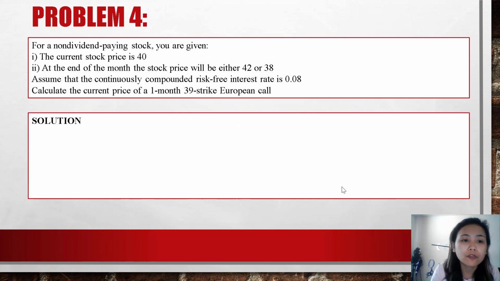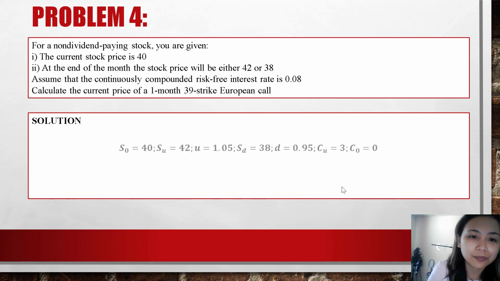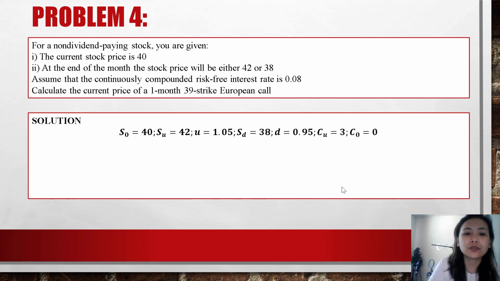Problem 4. For a non-dividend paying stock you are given, the current stock price is 40. At the end of the month, the stock price will be either 42 or 38. Assume that the continuously compounded risk-free interest rate is 0.08. Calculate the current stock price of a 1-month 39 strike European call. This is actually similar to the last video.